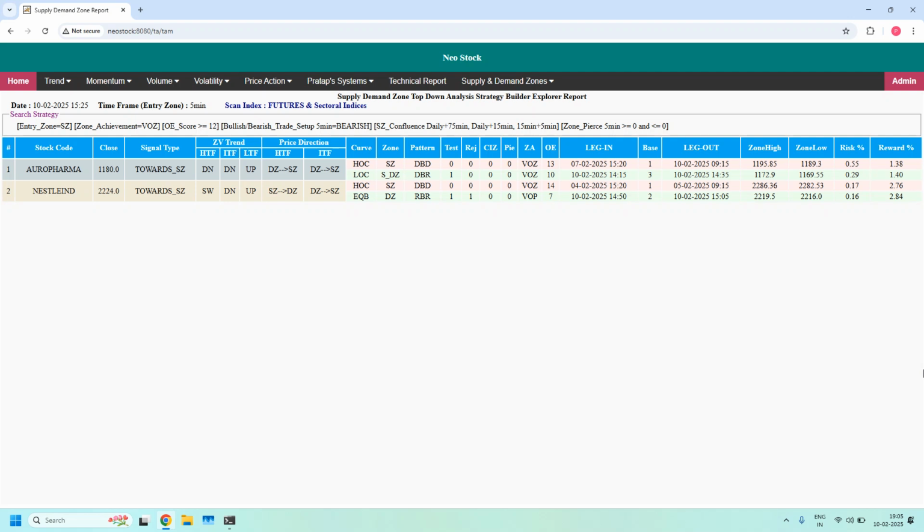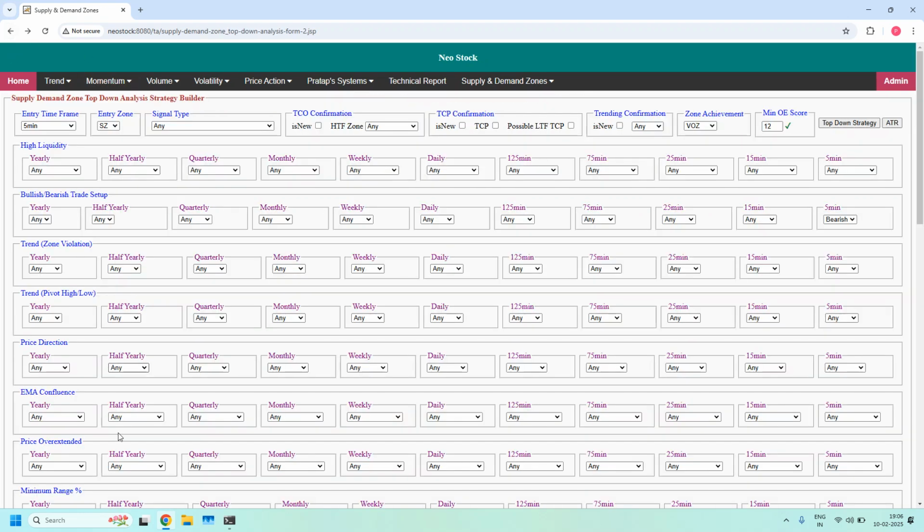In both these stocks, these 15-minute supply zones are overlapped with 75-minute supply zone. Not directly, 5 minutes with 15 minutes, both together again with 75-minute supply zone. 75 minutes trend is down in only one stock. If this stock is having daily EMA, maybe this supply zone could be even more high probability trade setup supported zone. Let us verify if this zone is having daily EMA confluence or not.